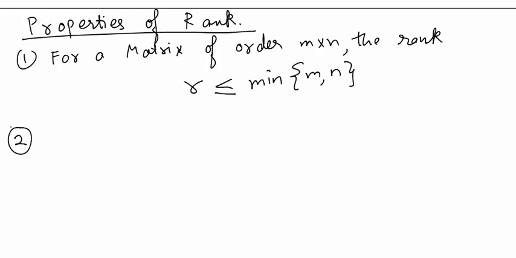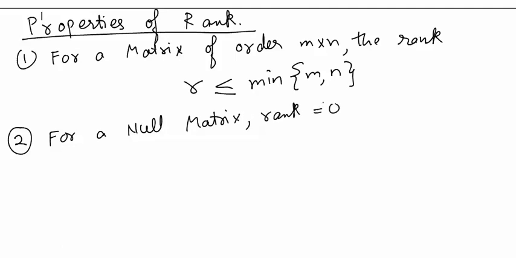Now, for a null matrix, a matrix containing only 0, rank is how much? Rank is equal to 0, right? Because there you don't have any determinant that can be formed on that front.